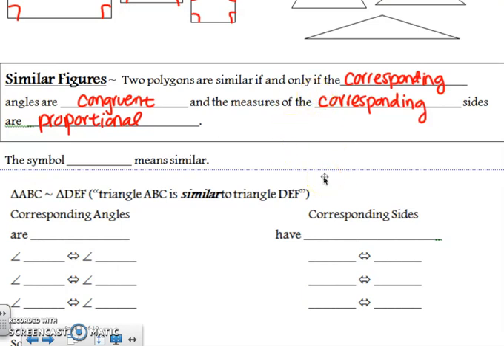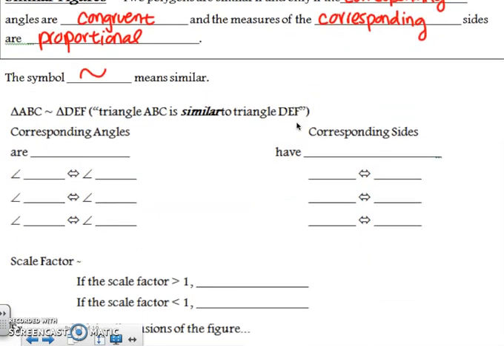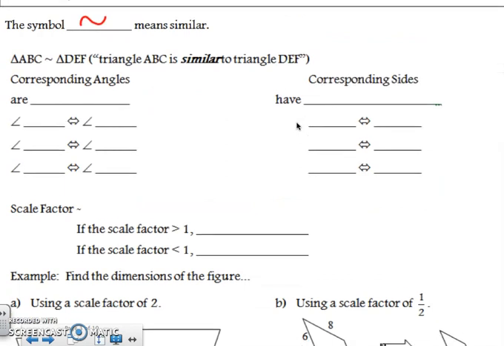So for similar, we now have a tilde mark. So remember, congruent had an equal sign with that on top. Well, now we're taking out the equalness part of it and just left with the top, okay? So that is the symbol for similarity, okay? So let's look at some examples.